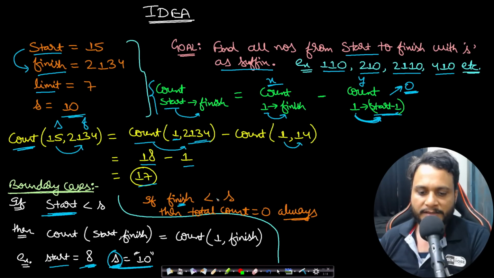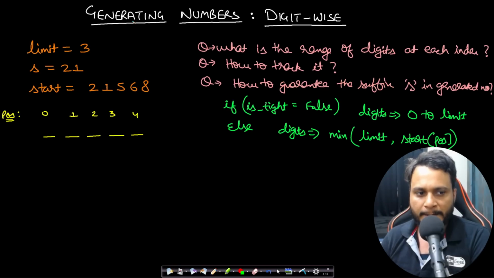But if finish is less than s, then you can imagine that the count will always be 0 because s can never be a suffix. I showed you that example while reading the question, right? That finish can also be less than s even though the number of digits can be the same in the worst case, right? So in that case, I will not calculate anything. I will simply return 0. So I think this idea is clear.